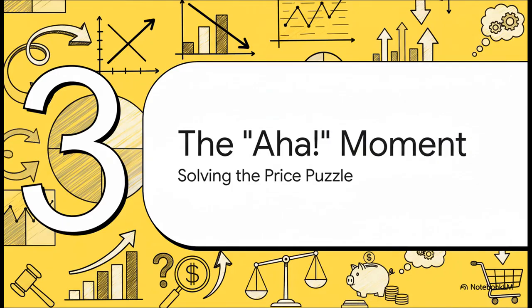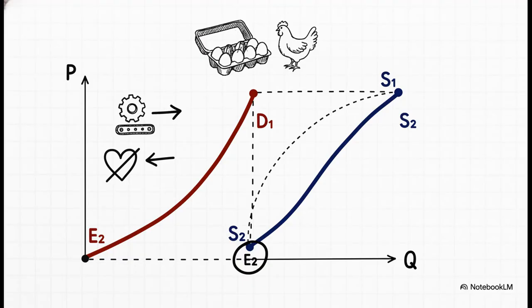Okay, we have our basic tools ready to go. Now it's time for the big payoff. Let's circle back to that starting puzzle about the eggs and the college tuition and put our new supply and demand framework to the test. First up, eggs. Two huge things happened at the same time. On the supply side, as Pindyck and Rubinfeld explain, new technology and automation made it way cheaper to produce eggs, so the whole supply curve shifted out to the right.